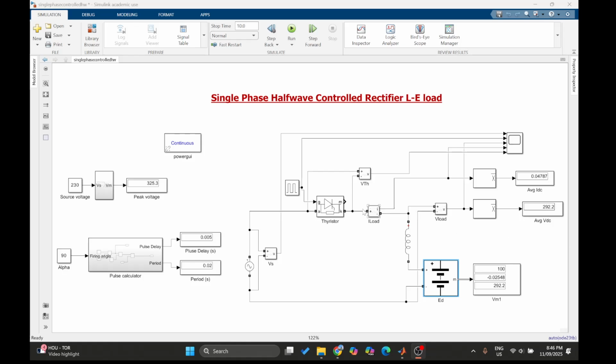Today I'm here with a single phase half wave controlled rectifier with an RLE load: a resistor, an inductor, and a back EMF or battery connected to the rectifier circuit.